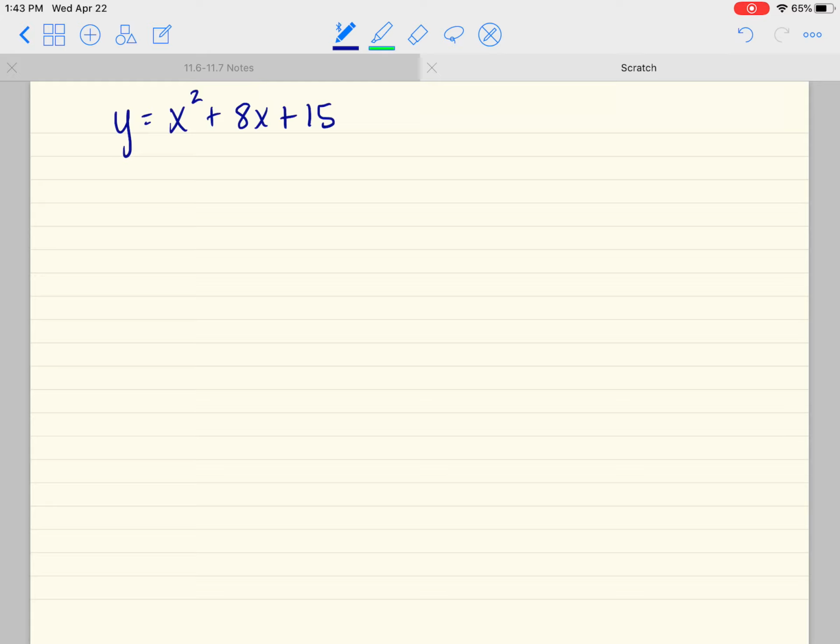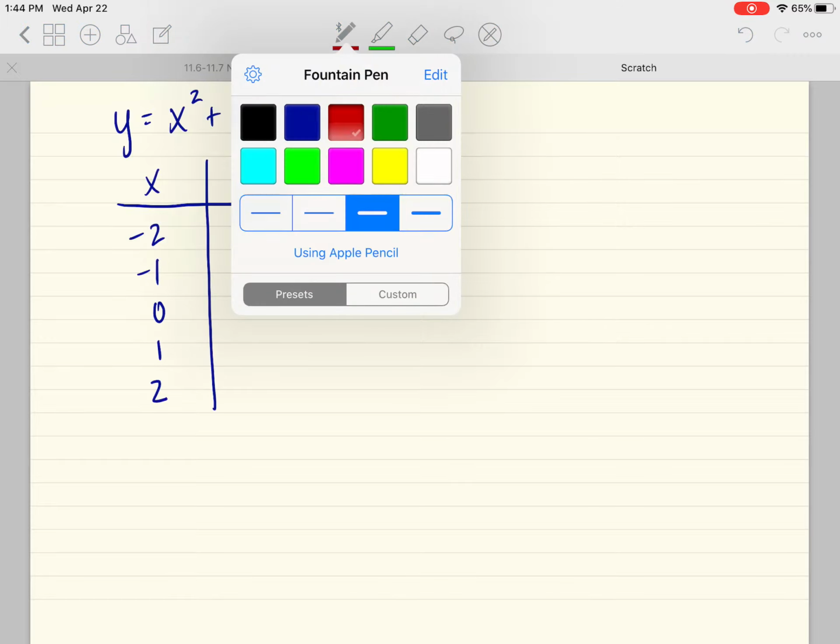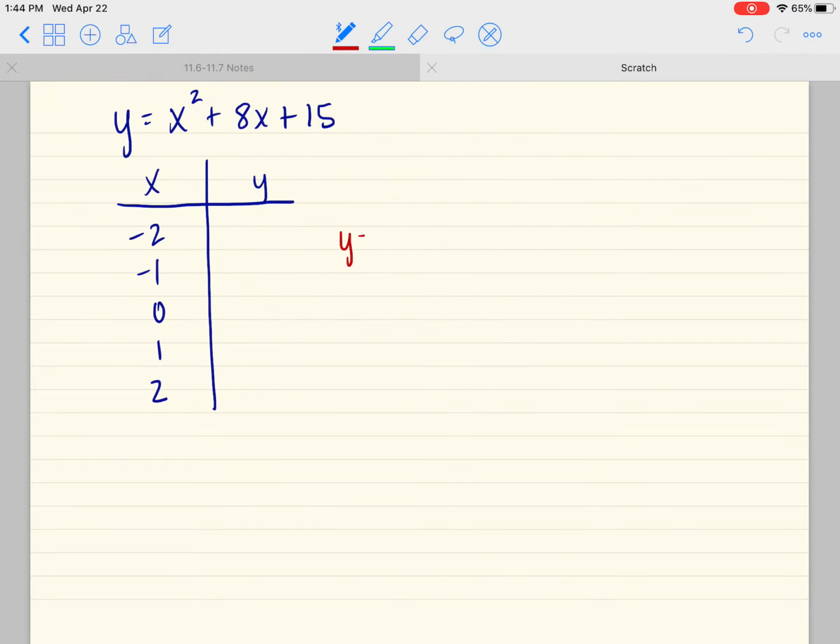So let's say I wanted to graph another quadratic function, x squared plus 8x plus 15, so that I could identify where the vertex was, where the intercepts were. I just wanted to see what this parabola looked like. If I try to use my same approach, where I make my table, and I pick -2, -1, 0, 1, and 2, which are standard numbers that generally will work, what's going to happen here?